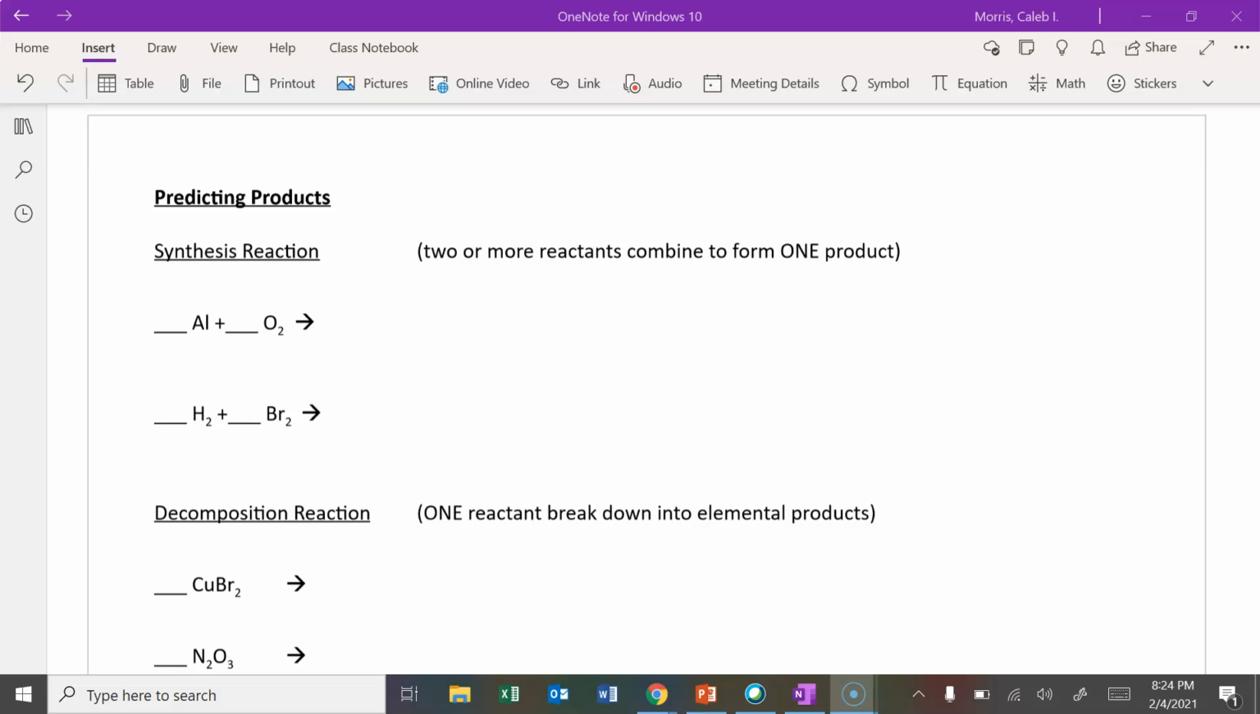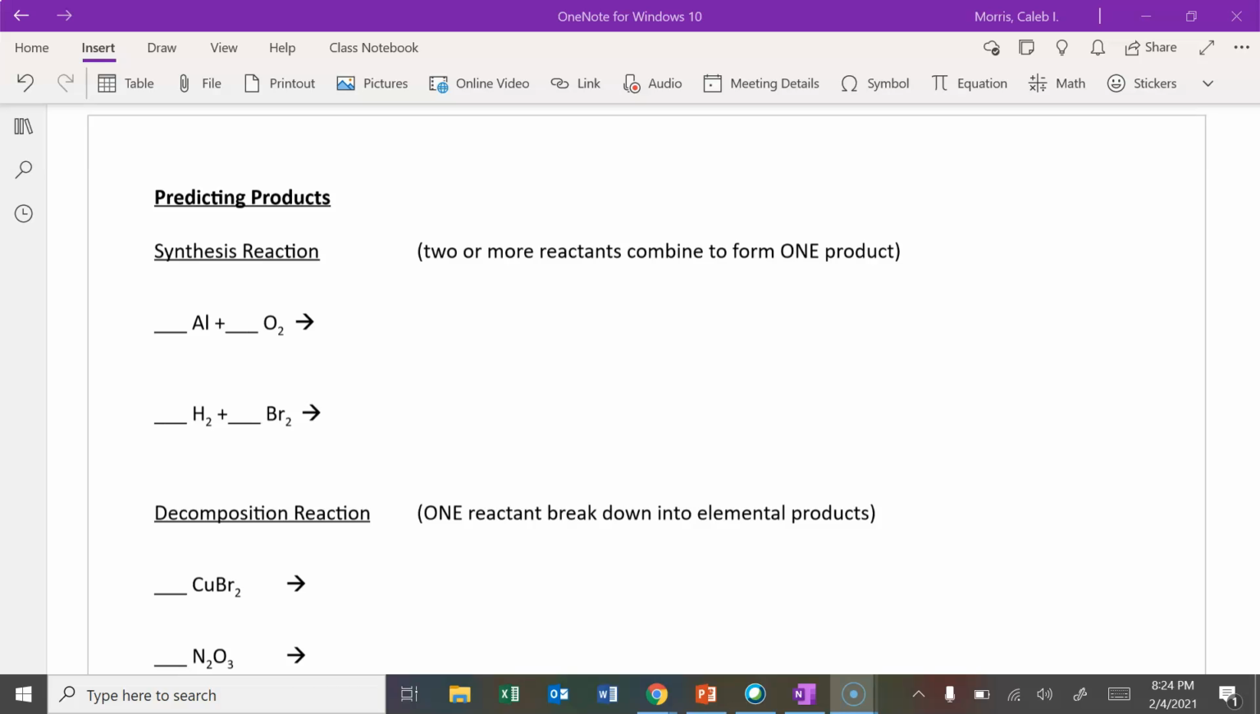Predicting products is really going to be building on some topics we've talked about before. You've learned how to write chemical equations, you've learned how to balance chemical equations, you've learned how to tell what type of reaction something is by looking at the chemical equation. But we're going to put that all together today, and we're going to look at some reactants and try to predict what that chemical reaction will produce.